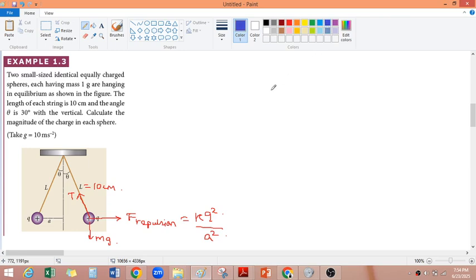Sir, A square or 2A square? Sir, 2A square or only A square? Yeah, you are right. It is 2A the whole square, because you have A here and you have A here. So it will be 2A the whole square. I made a mistake. Very good. So 2A the whole square.